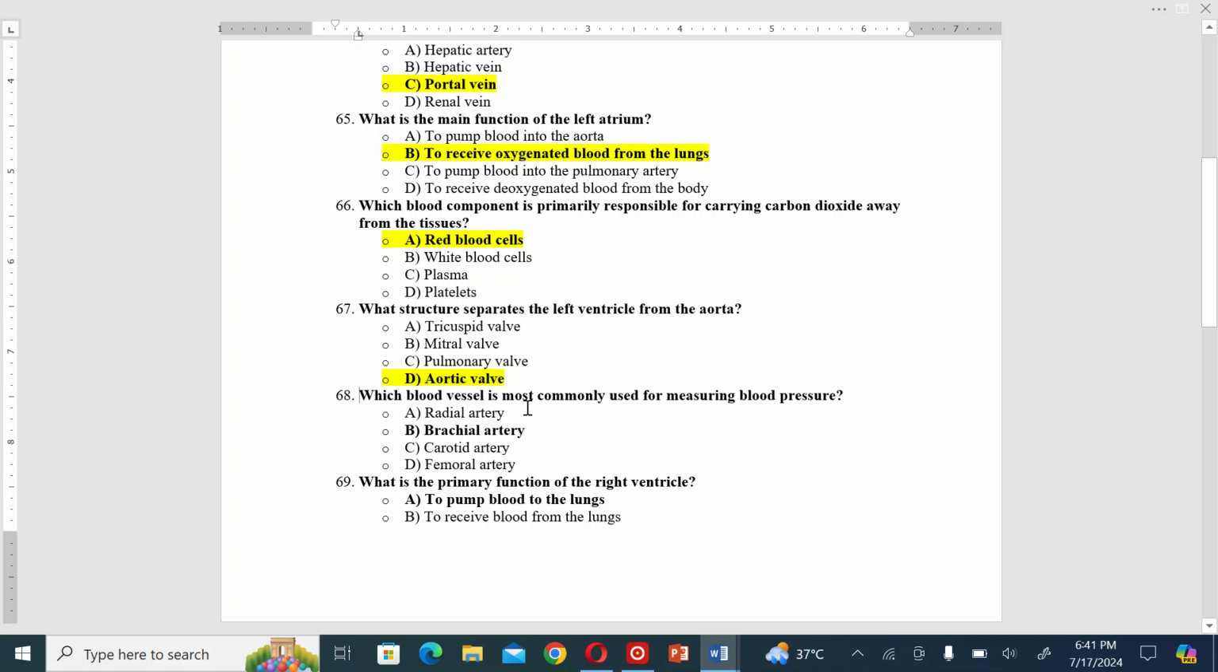Which blood vessel is most commonly used for measuring blood pressure? A. Radial artery. B. Brachial artery. C. Carotid artery. D. Femoral artery. So the correct option is B. Brachial artery.